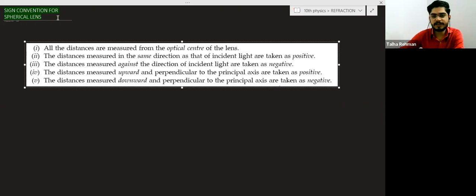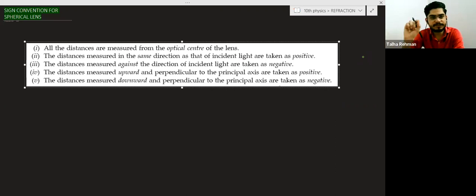And we have already also discussed when we were discussing the mirrors. In case of mirrors, there are also sign conventions, I have told you. So here also, in case of lenses, today we will see how the sign conventions are there. So I am taking first the convex lens, and accordingly I will tell you the sign convention.